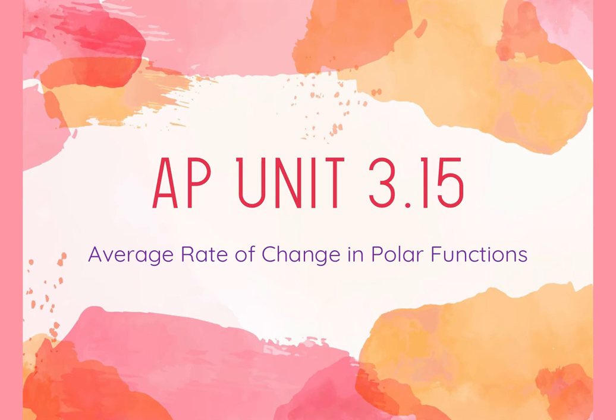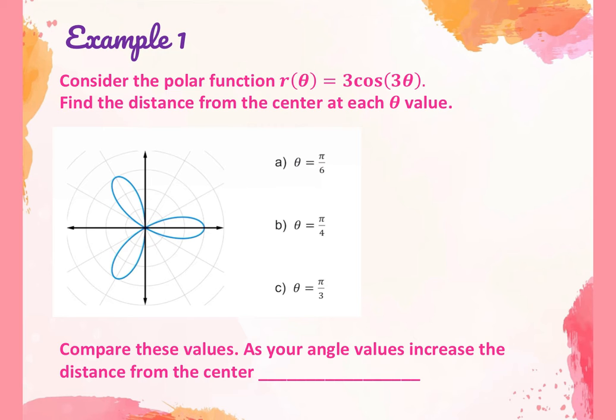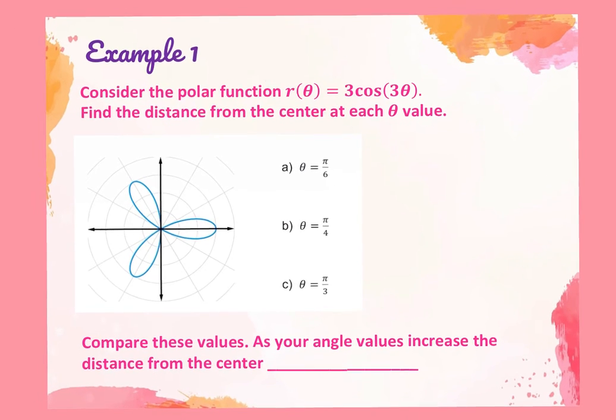Right, so 315 is the average rate of change of polar functions. The great thing about this is, one, it's going to help us review polar functions, and two, it helps us review rate of change, which was from early Unit 1. So you're getting some review from the beginning of the content as well. So we start with basically just a review of where we left off.